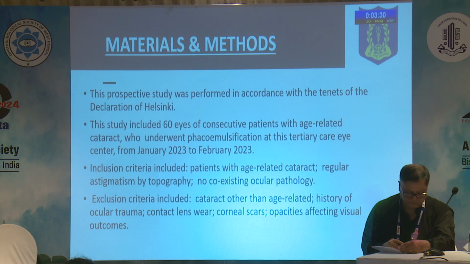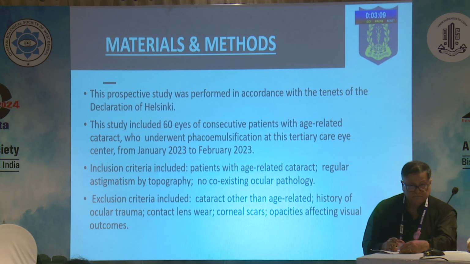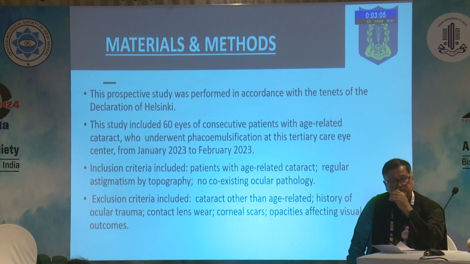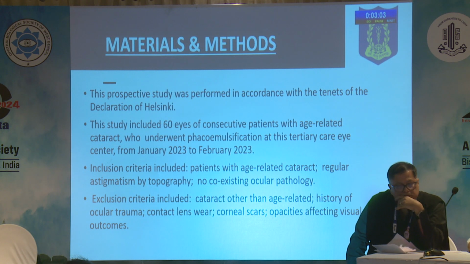The study was done at a tertiary care eye hospital, and it included 60 eyes of consecutive patients with age-related cataract, and they all underwent uneventful phacoemulsification surgery at the same institute. The inclusion criteria included patients with age-related cataract, regular astigmatism by topography, and no existing preocular pathology. The exclusion criteria included any cataract other than age-related, any history of trauma, contact lens wear, corneal scars, or any opacification which would have affected the visual outcome.